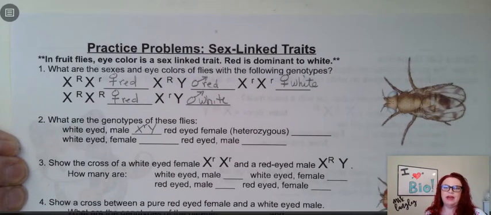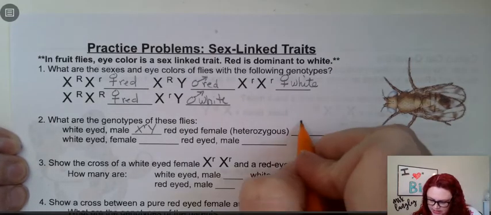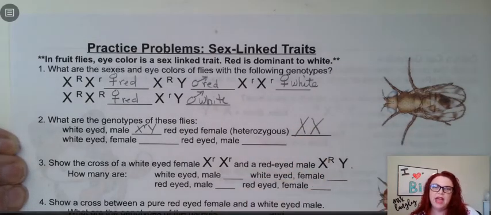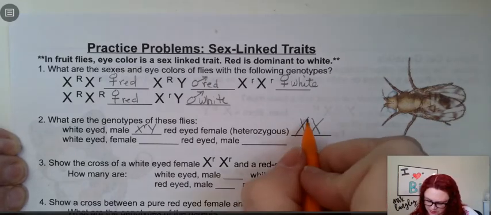Next, I have a red-eyed female, and it's heterozygous. Female means XX. Heterozygous red means one of each.